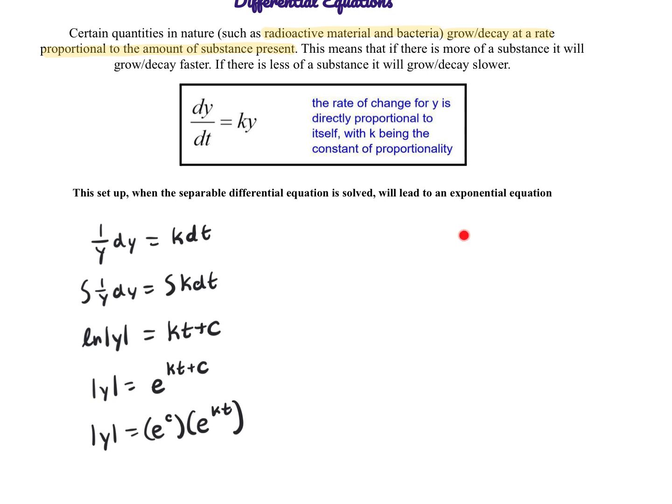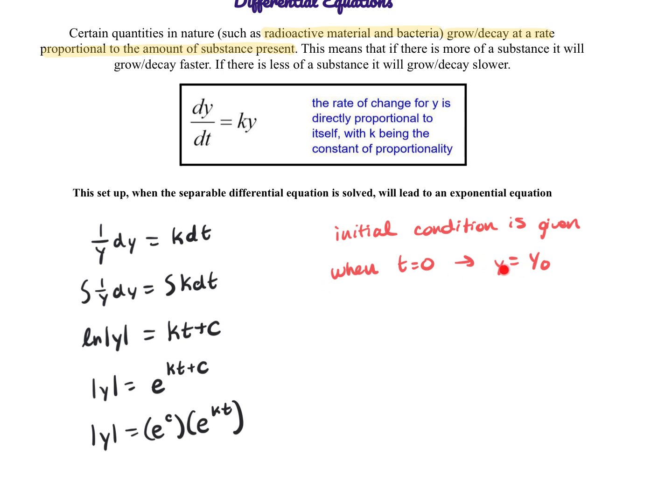And now from here, we're going to consider a really common scenario with these types of problems. Let's say that the initial condition is given, which means that we know the amount when time equals 0. So let's say when t equals 0, we have y is equal to, I'll say y naught. So this is a really common way to denote the initial amount.